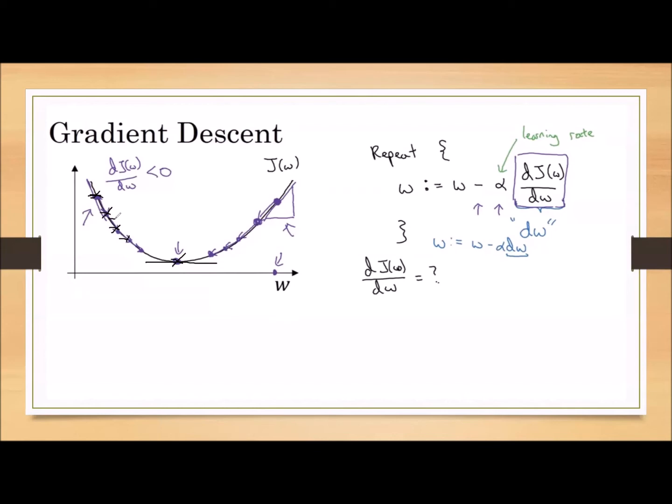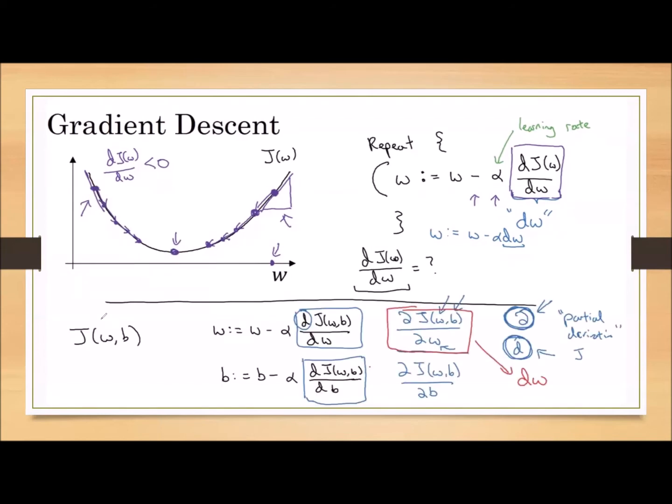Now, as we discussed, our cost function J is depending on two parameters, w and b, because it is w transpose x plus b.